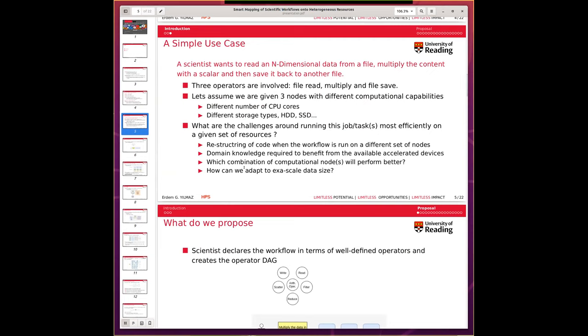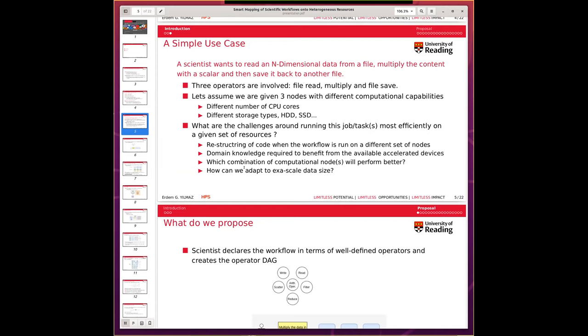A simple use case to make our proposal more clear. Let's assume that a scientist wants to read n-dimensional data from a file, multiply the content with a scalar, and then save it back to another file. So in this hypothetical workflow, there are three operators involved: file read, multiply, and file save. And let's assume we are given three nodes to do this job with different CPU cores and architectures, operating systems maybe, and different storage types and different hardware computation capabilities.